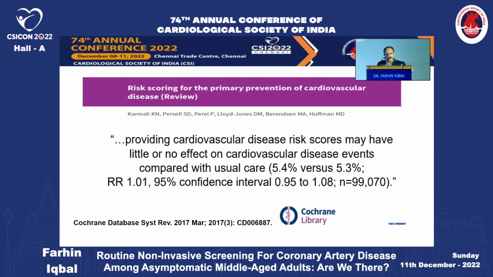And this is a Cochrane analysis which has looked into the risk scores, and it involves 41 RCTs, more than 100,000 people. And they came to the conclusion that providing cardiovascular disease risk scores may have little or no effect on cardiovascular disease events compared with usual care. So with risk scores, we are actually on dodgy ground.